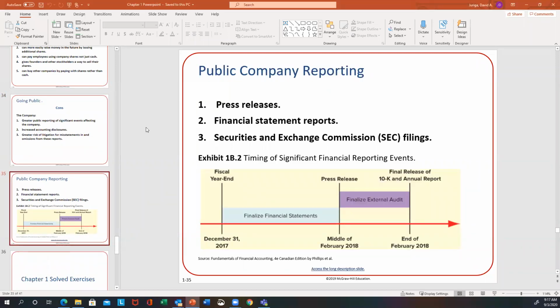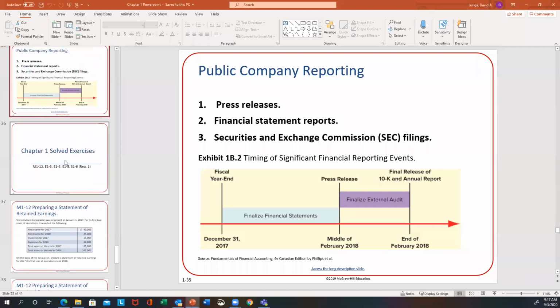And of course, you can see some different things about when a company goes public. They have press releases, financial reports. In fact, before they even go public, they have to prepare a lot of financial statements for the SEC just to prove that they have the ability and they meet all the rules of the Securities and Exchange Act of, I think it's 1933 or 1934, to be able to sell stock publicly.